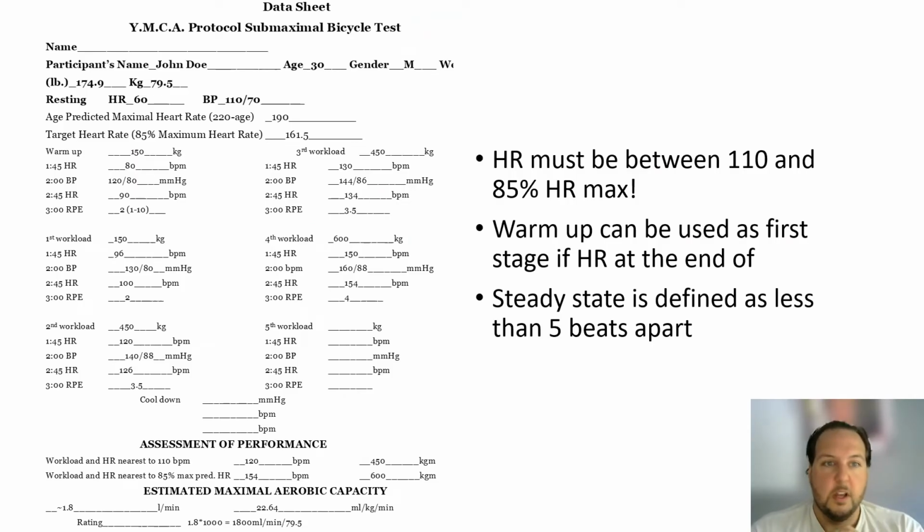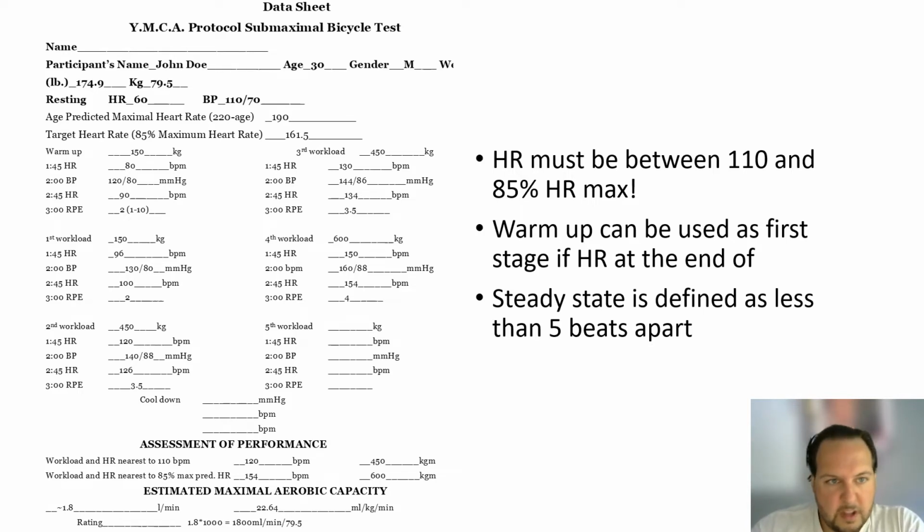All right, I'll keep the video going for you guys. So here is a sample YMCA protocol sub-maximal bike test. This was not one that was actually conducted. These were just numbers that I threw out there. I'm giving you these three things to keep in mind: our cadence must be 50 RPMs, heart rate must be between 110 and 85% heart rate max, and we must have a steady state heart rate in two consecutive, that means back to back, stages.